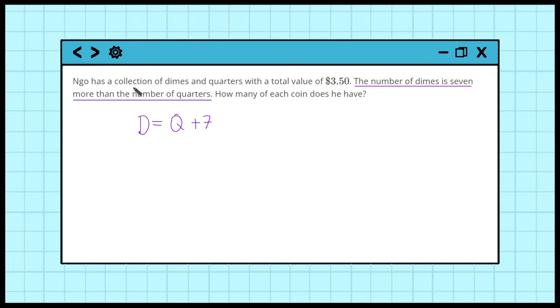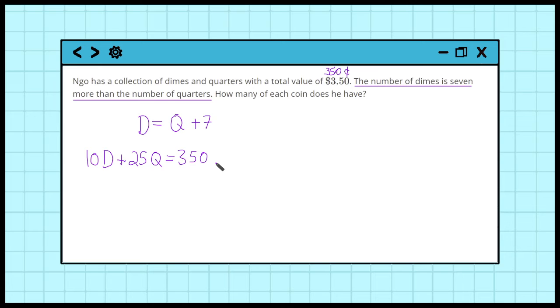The other thing that I know is that the number of dimes and quarters has a total value of $3.50. Now, I personally find it easier to think about this as 350 cents, because then I can say that every dime is worth 10 cents. So 10 times the number of dimes plus every quarter is worth 25 cents. So 25 times the number of quarters is equal to 350 total cents. So what I've done here is I've created 2 equations that use the sentences that they've given me.